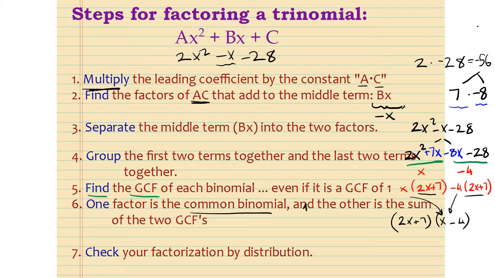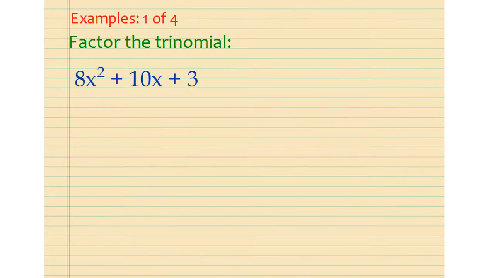Let's look at a couple more examples to review these steps. Here we factor the trinomial 8x squared plus 10x plus 3. Please look at our steps as we solve this question. First, multiply a and c. 8 times 3 is 24. This is the magical number that we've been looking for, and we are going to find factors of 24 that could add up to 10.